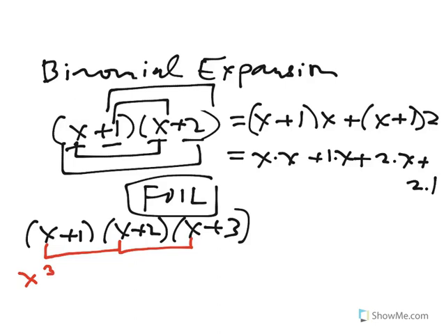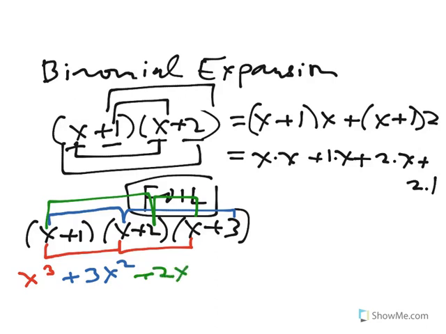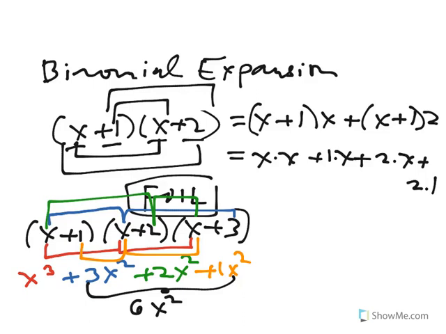And then I can get another term by using the x in the first, the x in the second, but the 3 in the third. I'll say plus 3x squared. Or I could use the x from the first, the 2 from the second, and the x from the third, which would become 2x squared. Or I could use the 1, the x, and the x. Well, those things all come together to become 6x squared.